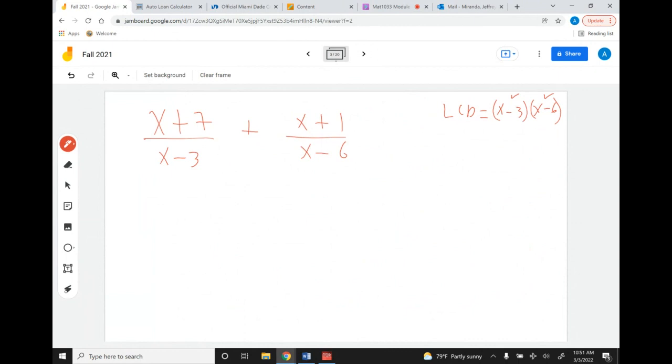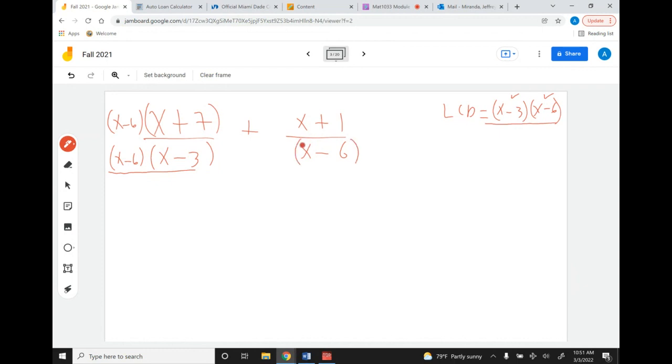Well, my next step is to make sure that I have the same denominators, which at this point I don't have. So what do I need to do? I need to multiply this top and bottom by whatever it is you're missing. And in this case, I'm missing x minus 6. You see? Now the denominator is exactly the LCD.